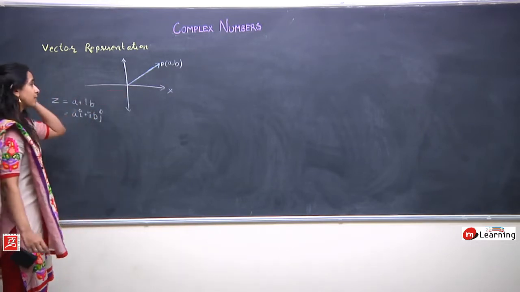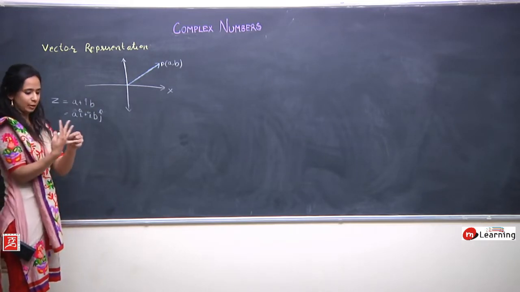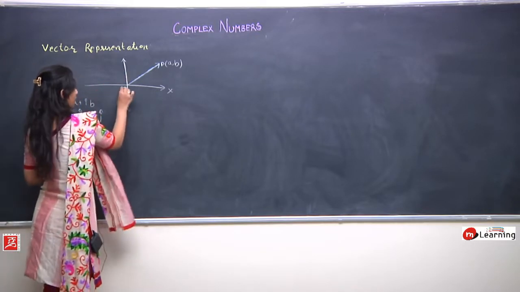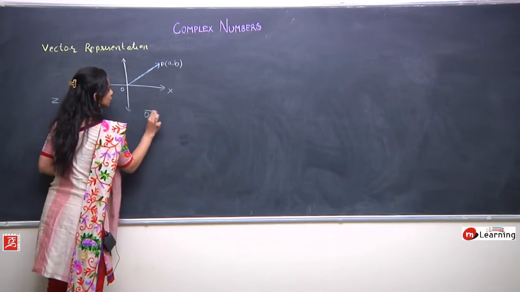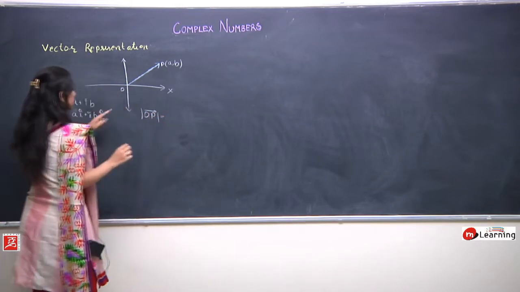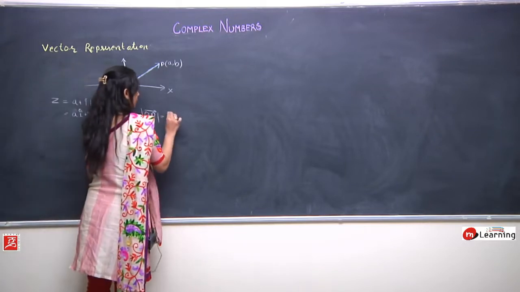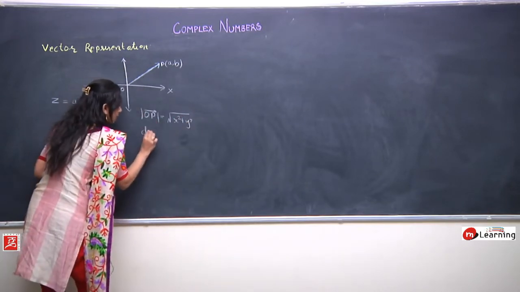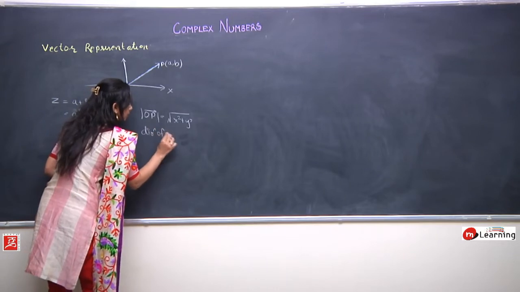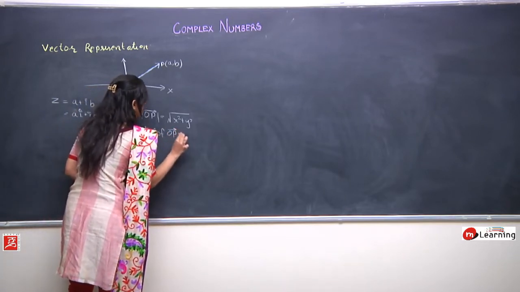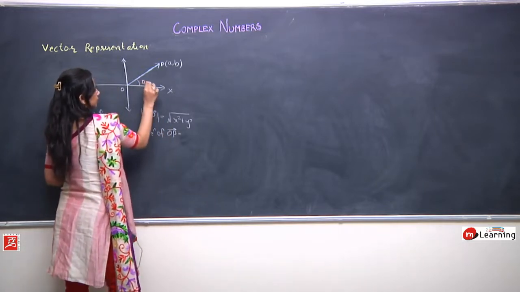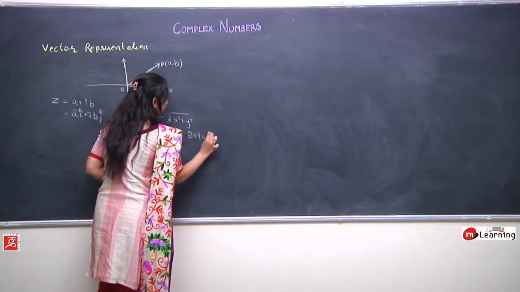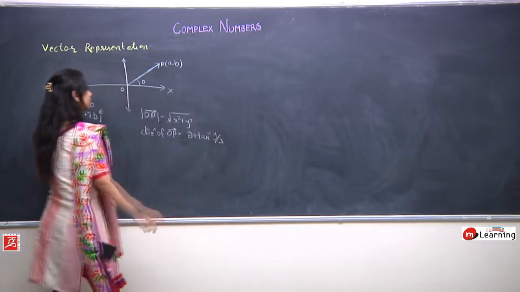Now a vector is always defined by two things: first, its modulus, and second, its direction. So the modulus of this vector OP, say modulus of OP vector, would be modulus of z, which is equal to under root of x square plus y square, and the direction of OP vector would be this angle theta, which is equal to tan inverse y by x.